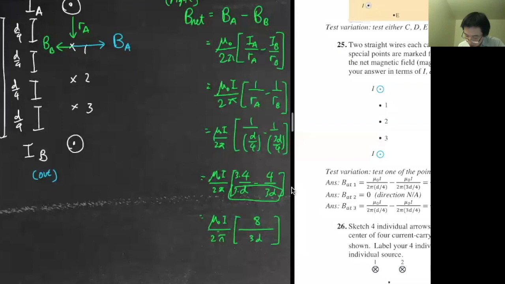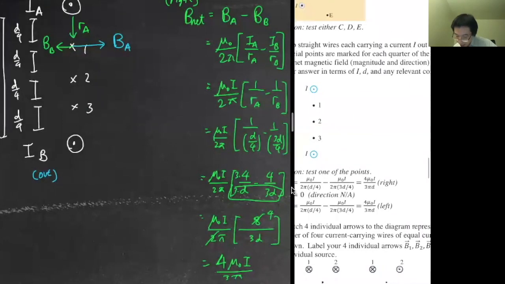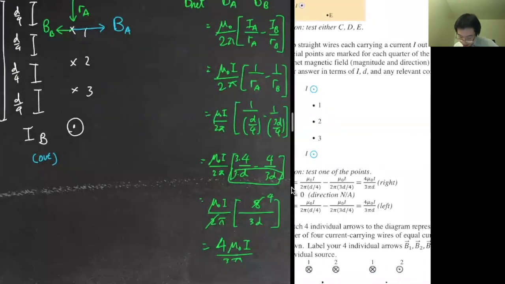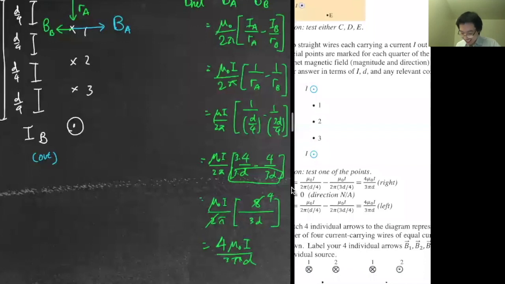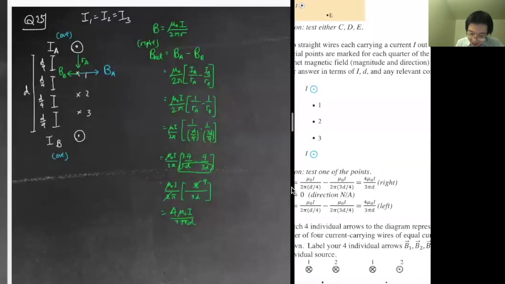If you like, you can clean this up a little bit: 4 mu naught I over 3 pi. Did I get it right? 4 mu naught I over 3 pi d, sorry. Yes, forgot about the d. And the direction is to the right, with this magnitude here.